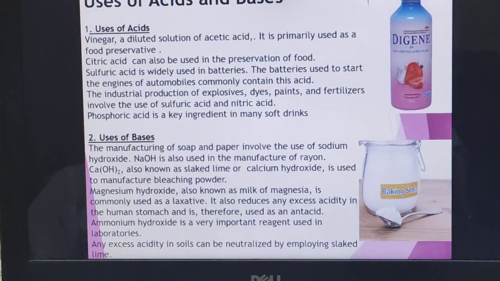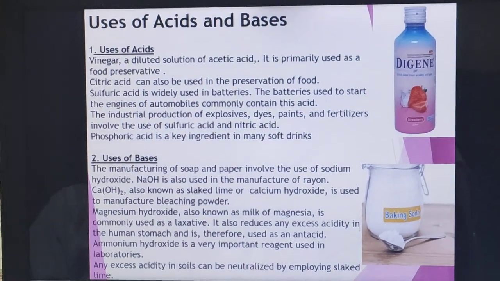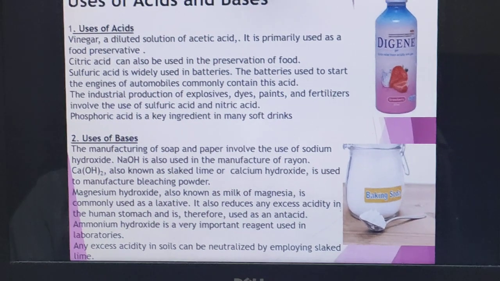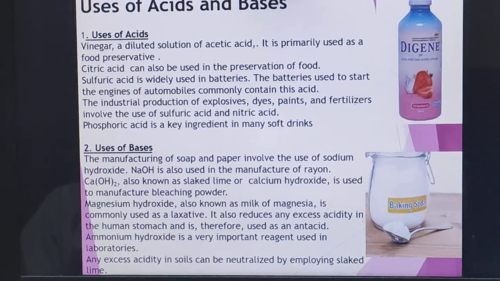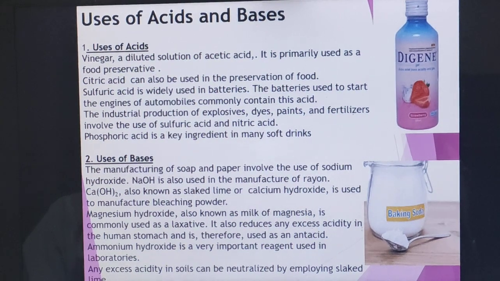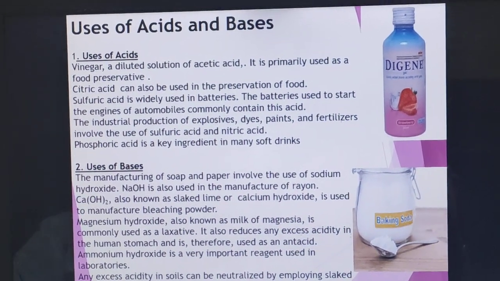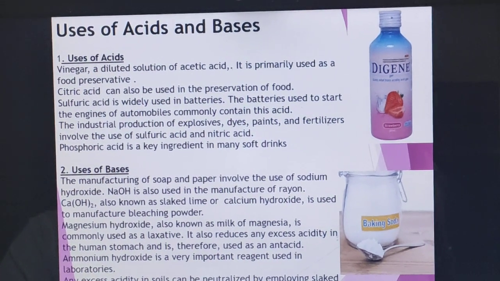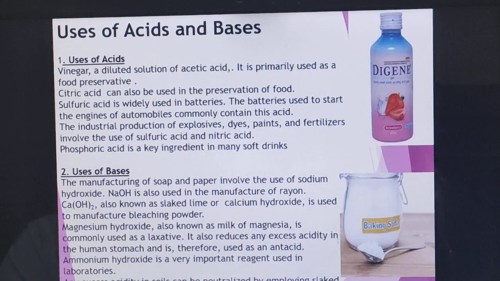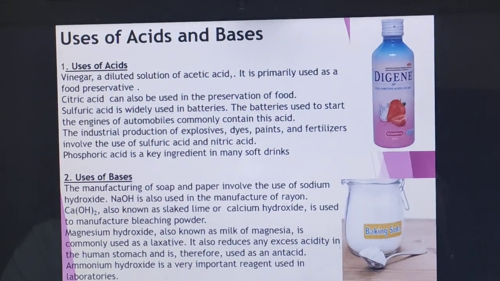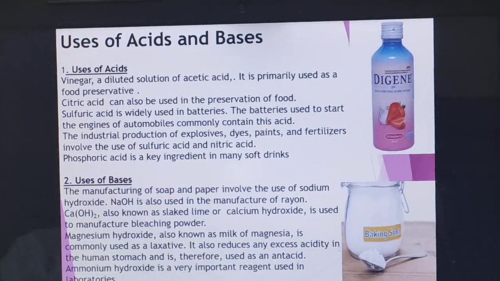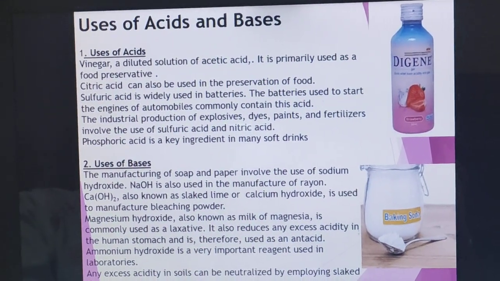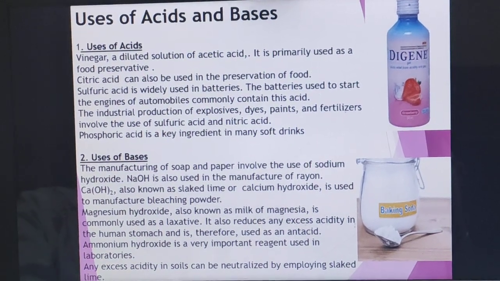Now, what are the uses of acids and bases? Vinegar is used as a food preservative. Citric acid is also used for preservation of food. Sulfuric acid is widely used in batteries, and the ones used to start engines of automobiles commonly contain this acid. Some industrial productions of explosives, dyes, paints and fertilizers involve sulfuric acid and nitric acid, whereas phosphoric acid is a key ingredient in many soft drinks.